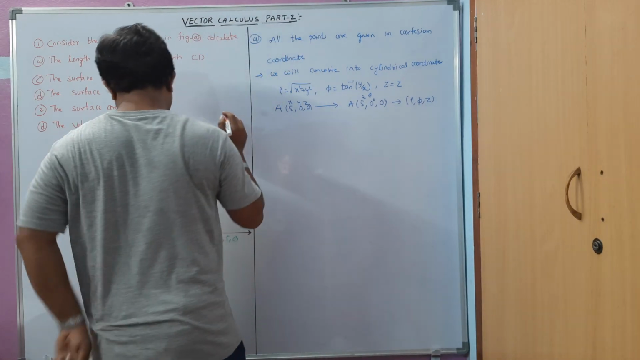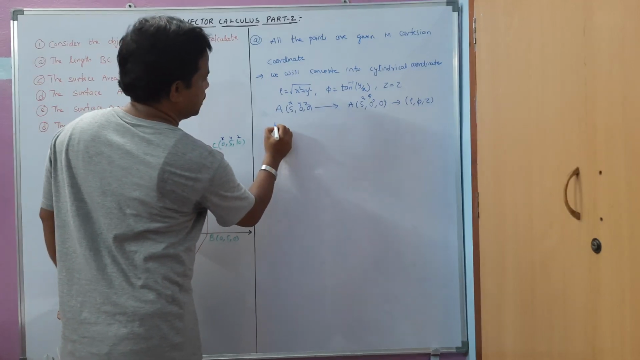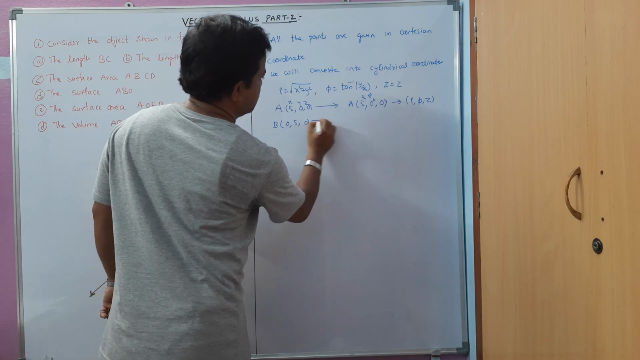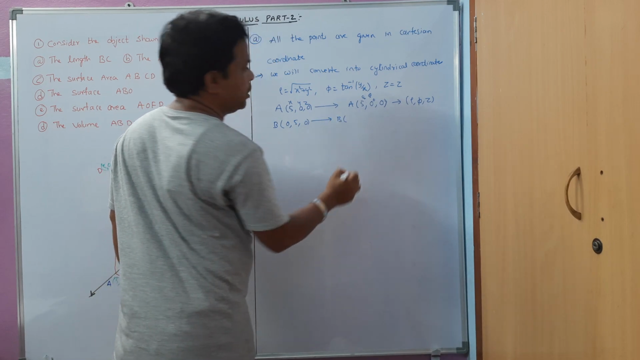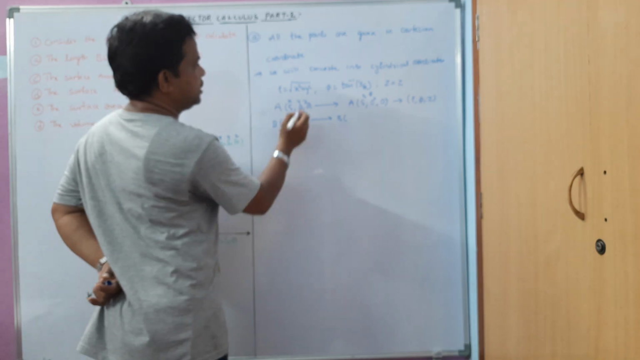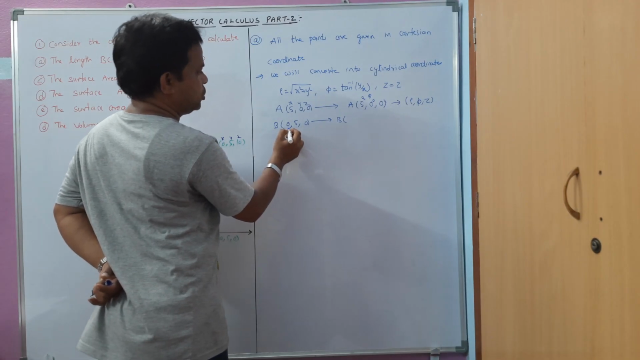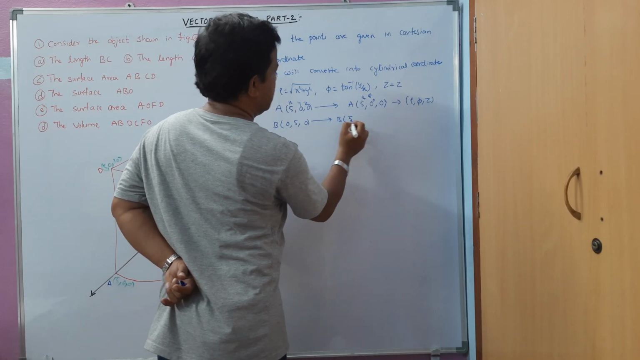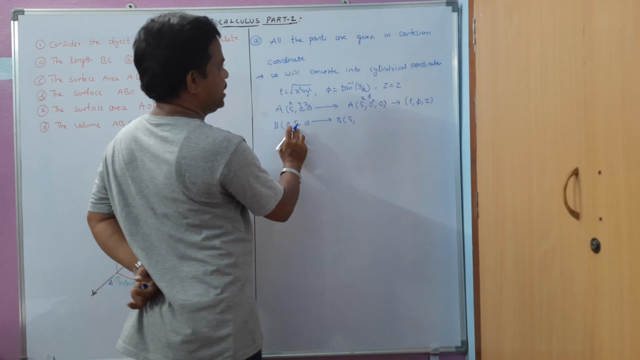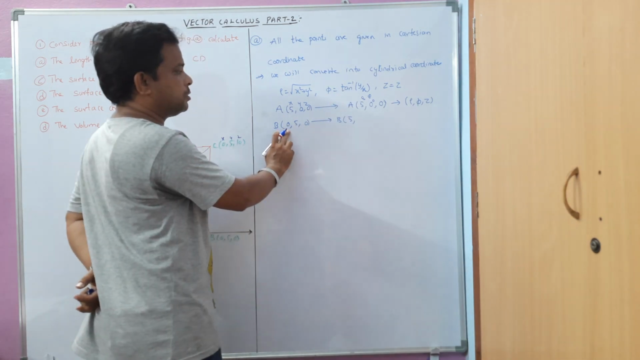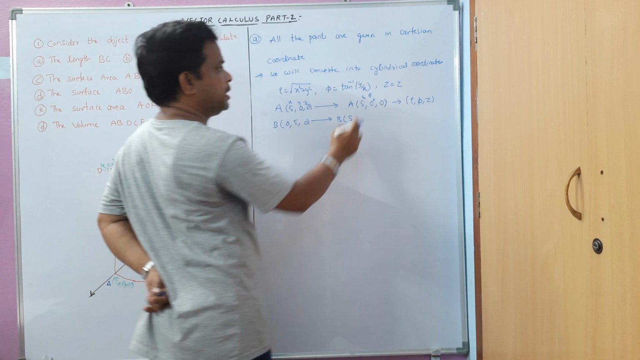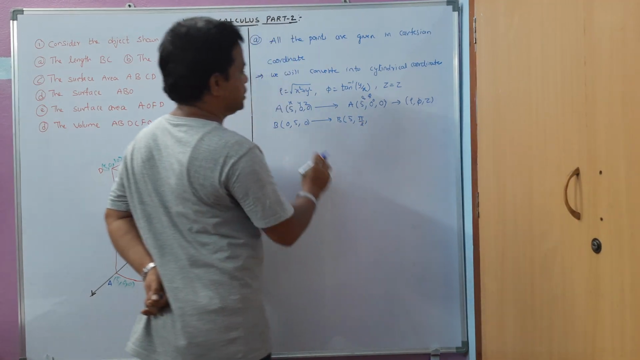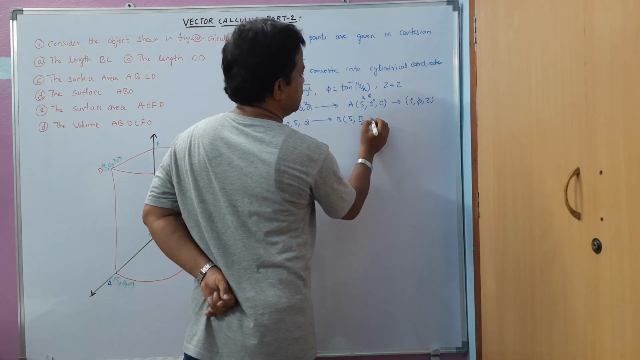Now let us take the next point, B. B is 0, 5, 0. So this point in the cylindrical coordinates will be: x is 0, y is 5 here. If I take the square root of x square plus y square, I get 5 only. Next, if I take y by x, y is 5 and x is 0, that is anything by 0, which is infinity. Tan inverse of infinity is 90 degrees, pi by 2. And next, z is not going to change here.